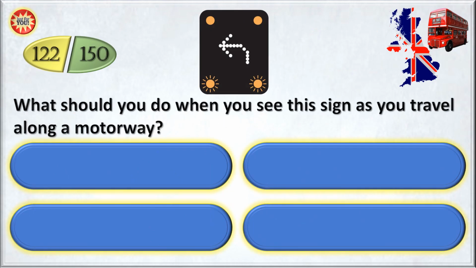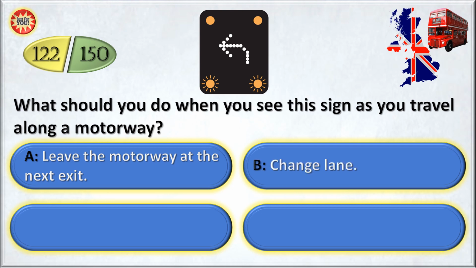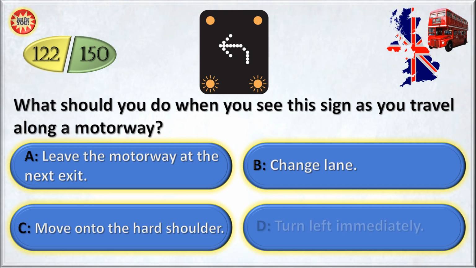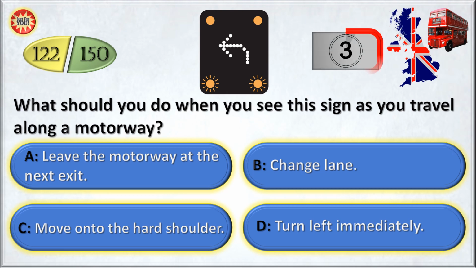What should you do when you see this sign as you travel along a motorway? Leave the motorway at the next exit. Change lane. Move onto the hard shoulder. Turn left immediately. Leave the motorway at the next exit.